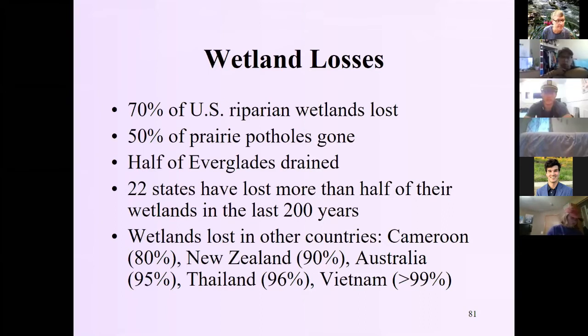How many wetlands did Australia have before? Because percentage-wise, I'm sure Thailand and Vietnam had a lot, but if Australia had like 2 wetlands and both of them got drained, then that could be kind of misleading, right?